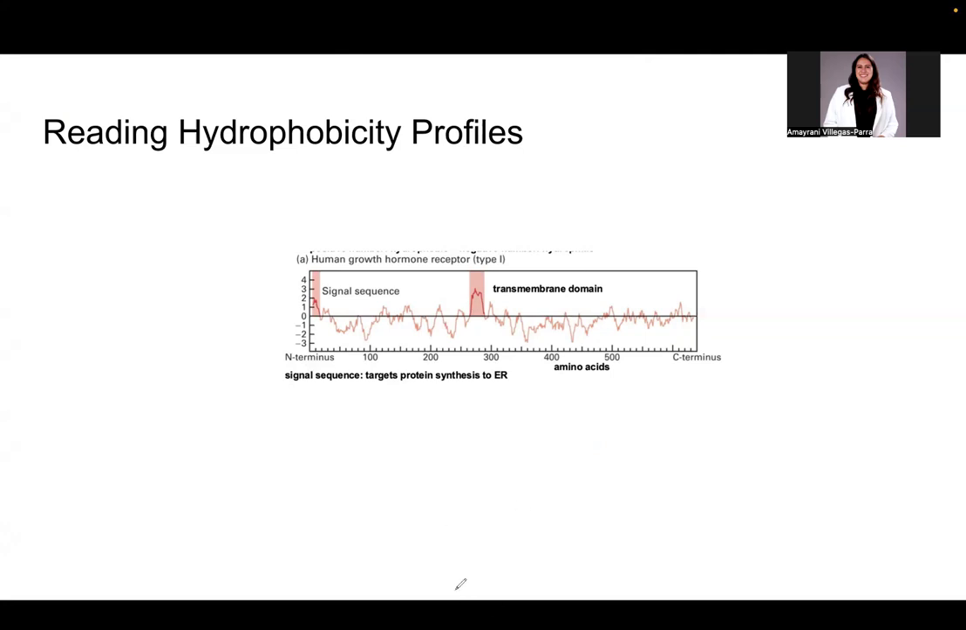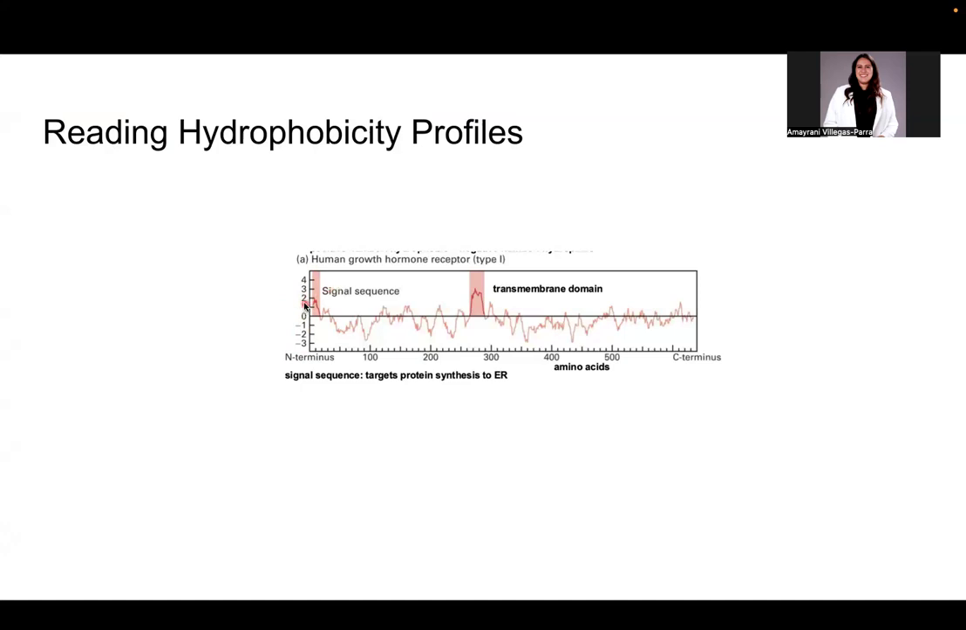So I'm going to use my pointer spotlight. There it is. Here, anything below 0 is going to be hydrophilic, so it's going to love water. When it's hydrophobic, that means it does not like water, so it's up above here, and that can be found within the membrane, hence why we call it transmembrane.